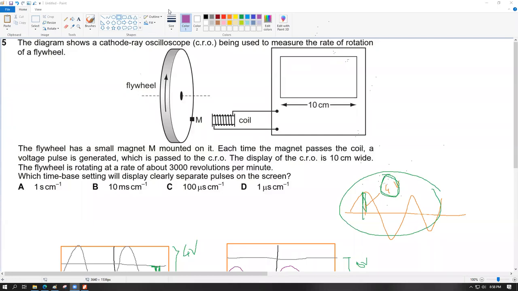So, we do not want this thing to become too small or this thing to become too large. That's why we are going to introduce the proper scale. So let's try and analyze the information that we have at hand. My question says that the diagram shows a cathode ray oscilloscope, CRO, and a flywheel. That's the example that I was going by.